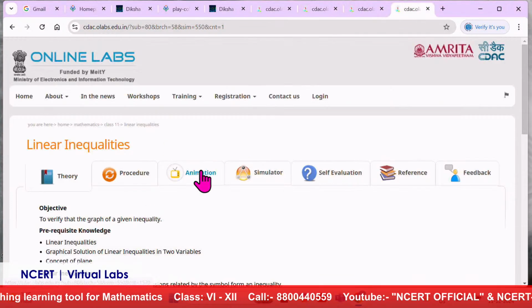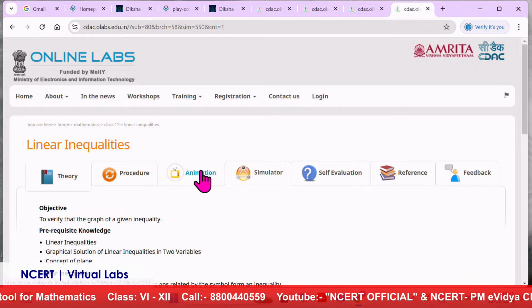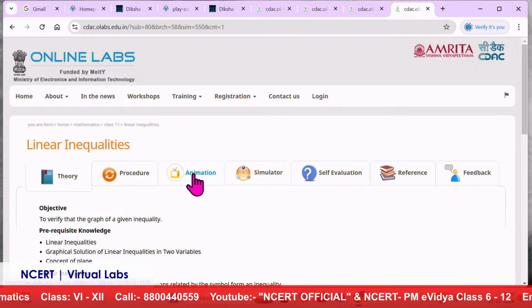Well, thank God it was a virtual lab, otherwise we would have donated the entire period to rolling the dice, because children will giggle and they will enjoy.